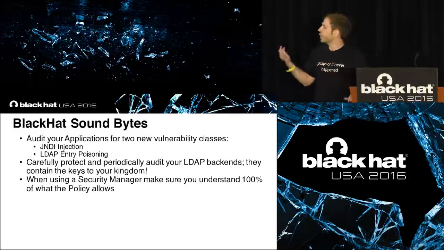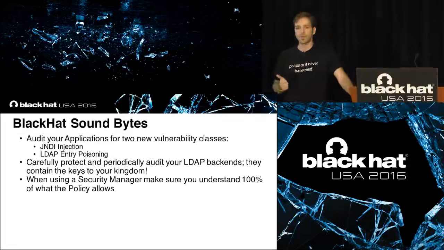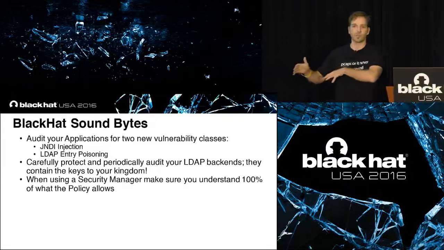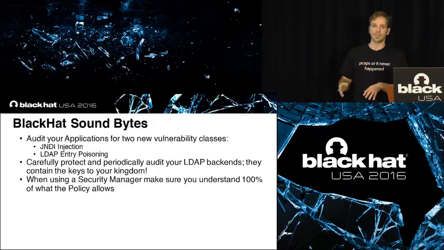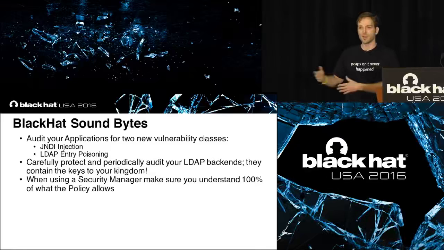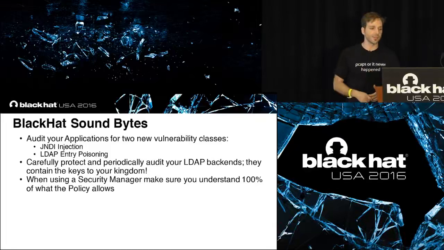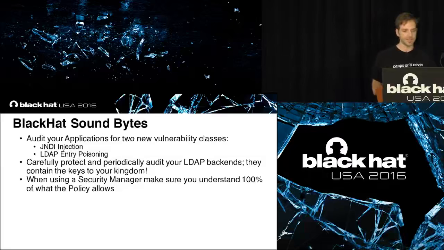And just the main takeaways: audit your application for these two new types of vulnerabilities. Remember that the first slide was that these Pwn Storm attackers were actually using these JNDI tricks against NATO and White House employees. So they know about these tricks, and probably they know about JNDI injection and LDAP entry poisoning. So just verify that you are not vulnerable to these vulnerabilities.